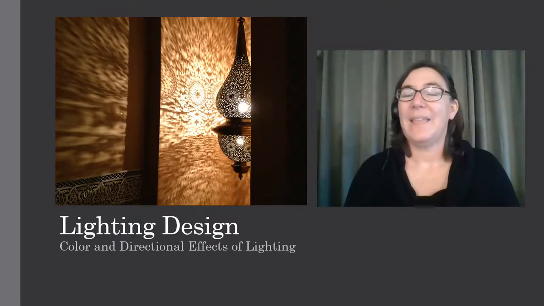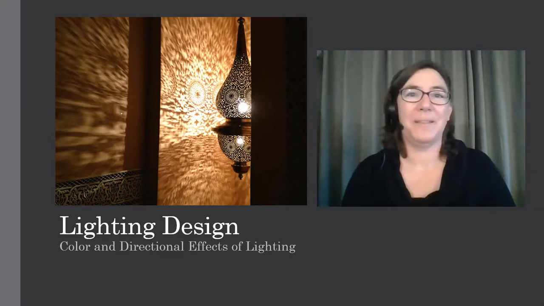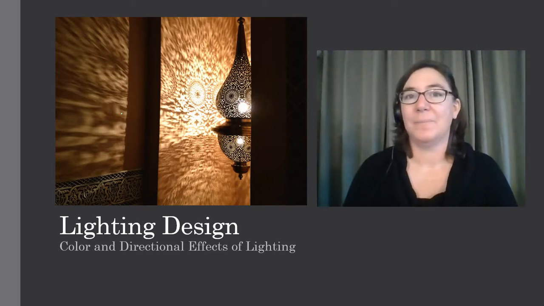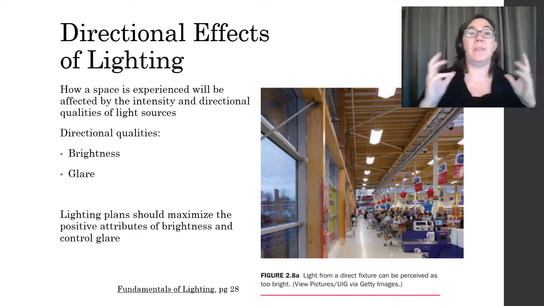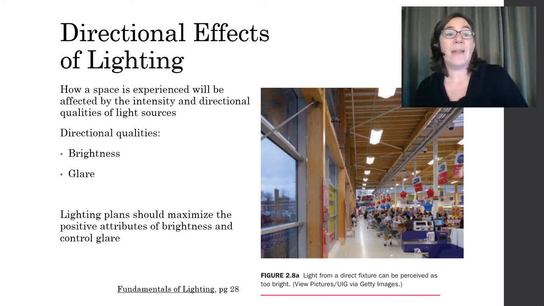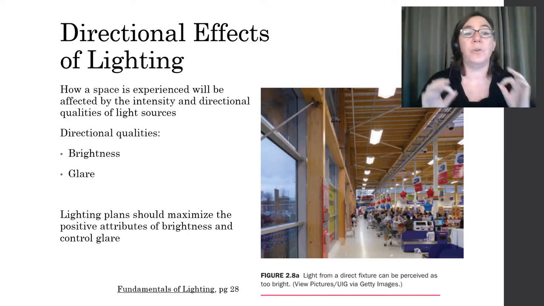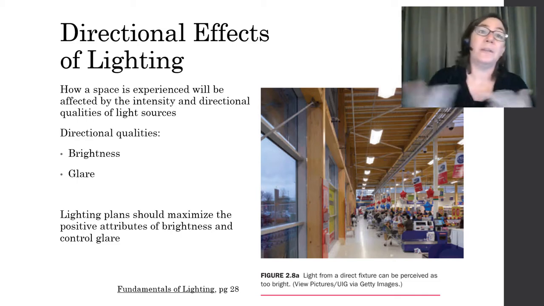Hello everyone. In this video, we're going to talk about some of the directional effects of lighting, specifically brightness and glare. How any space or room is experienced will be affected by the intensity, how much light, and the directional qualities of the light sources. Those directional qualities include brightness and glare. So your lighting plans and your lighting designs should maximize the positive of brightness and yet control the glare.